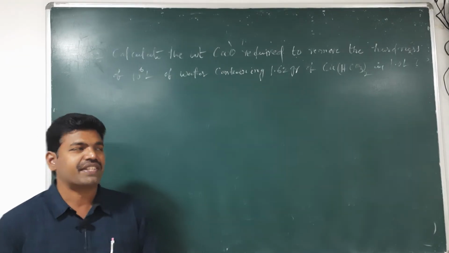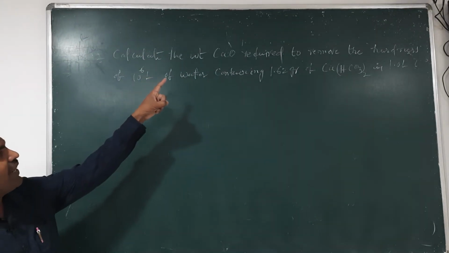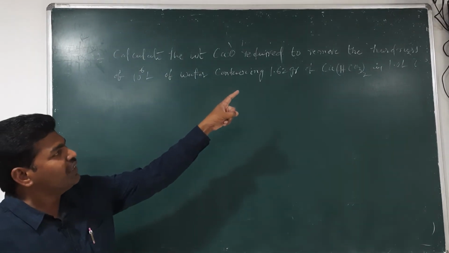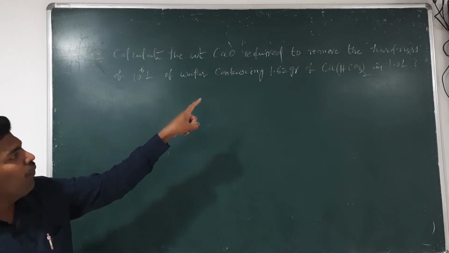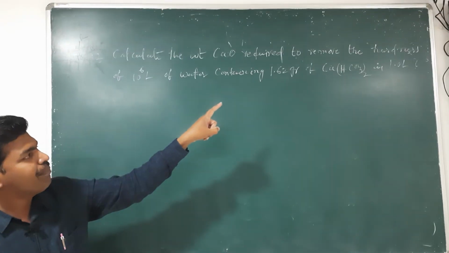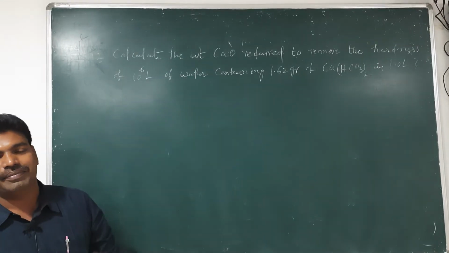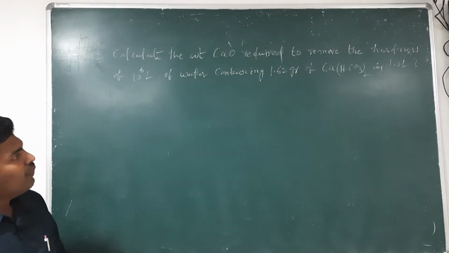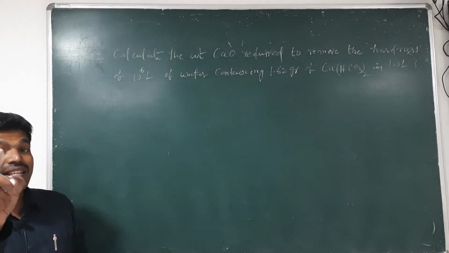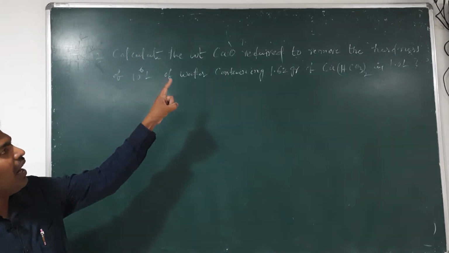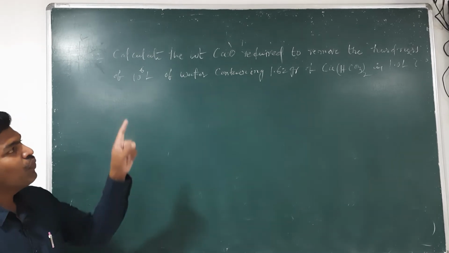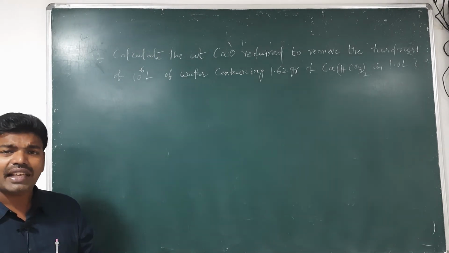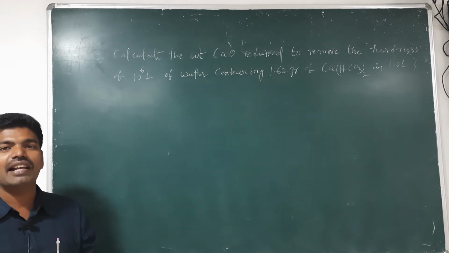And the problem 2 is calculate the weight of calcium oxide required to remove the hardness of 10 power 6 liters of water containing 1.62 grams of calcium bicarbonate in 1 liter. So, from this problem we can understand that calcium oxide can remove the bicarbonates in water. Okay, so we should write the chemical reaction.